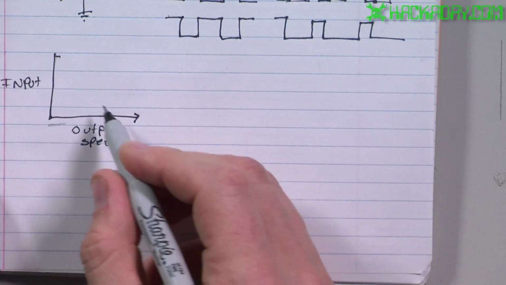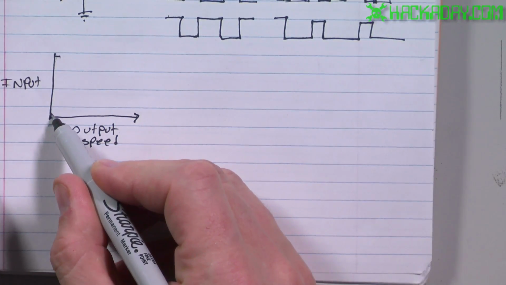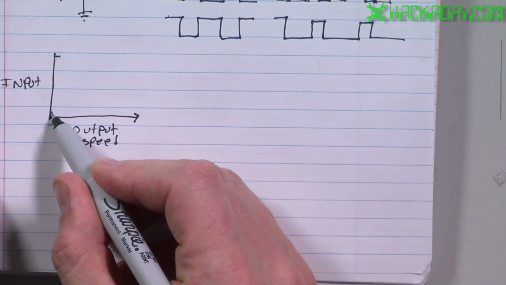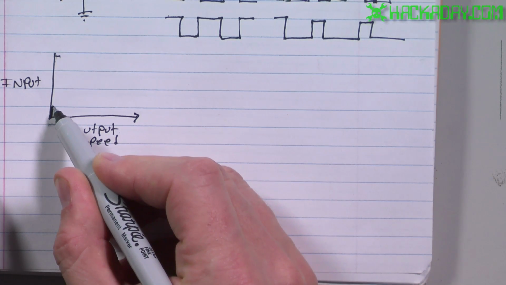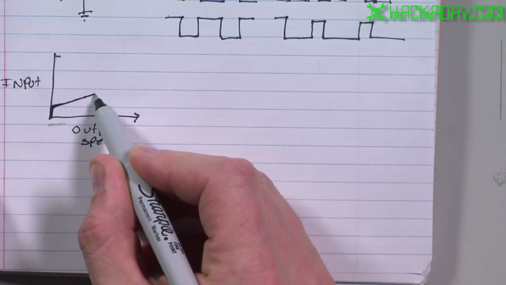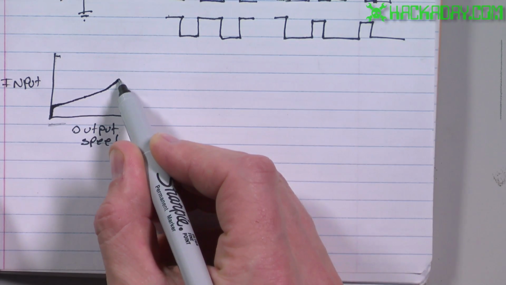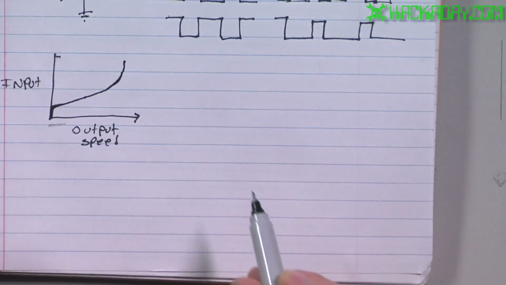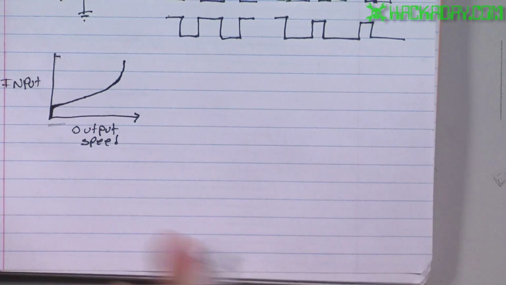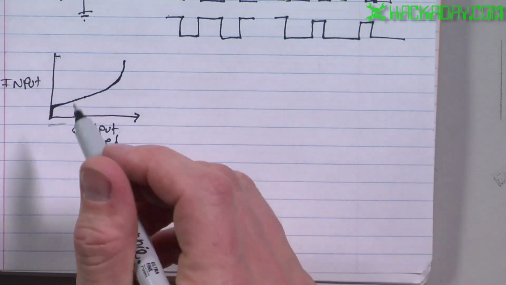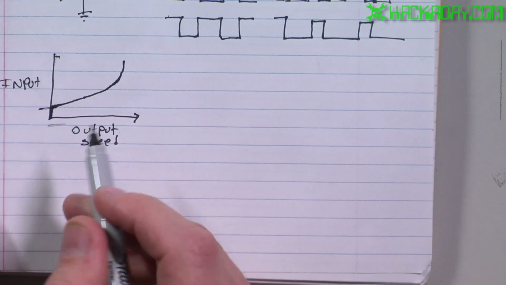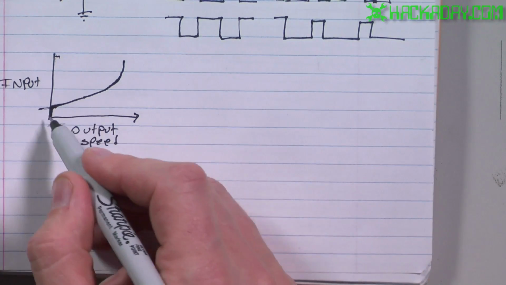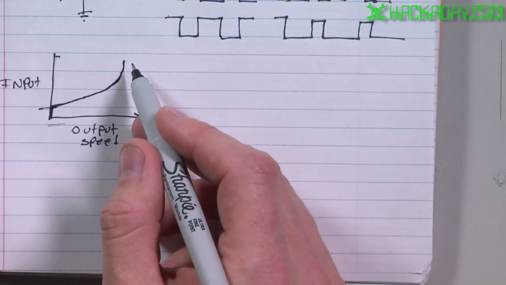Actually, I should have probably swapped this. But anyway, as your input, what you're requesting, rises, initially the output speed will remain 0. And then it seems like the speed increases quite a lot. It's something like that. I've never actually graphed them compared to each other, but this is what it appears to be. At some point, maybe 10% on or something, the motor will start turning and it'll start going.